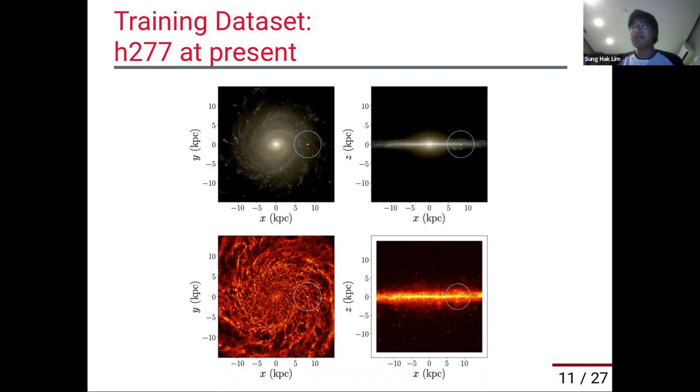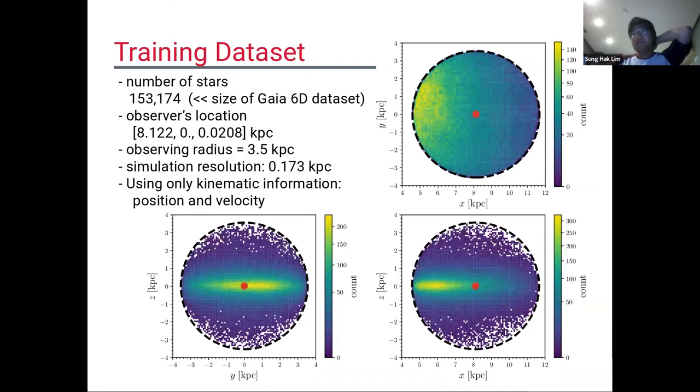Okay, let me just continue then. This is just a quick explanation about our data set. Our data set has only 150,000 stars, which is very small compared to the Gaia data set. As you saw on the first slide, the Gaia data set consists of millions of stars. So we could naively guess that if our strategy works very well with this small number of samples, we could also expect that this strategy could work well with real data analysis too.